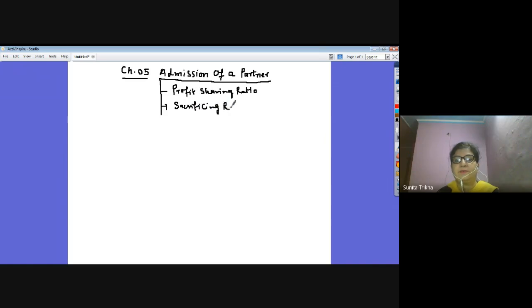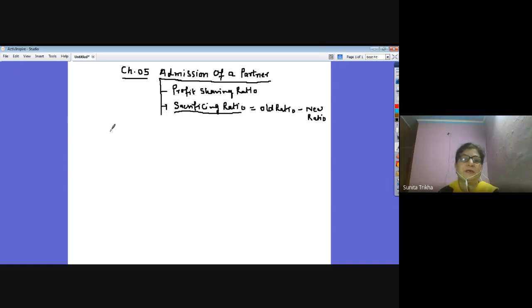Sacrificing ratio. How to calculate the sacrificing ratio? The formula is old ratio minus new ratio. When you subtract the new ratio from the old ratio, you will get the sacrificing ratio. It means you have to calculate the new ratio, because the old ratio will be given in the questions. Now, how to calculate the new ratio?